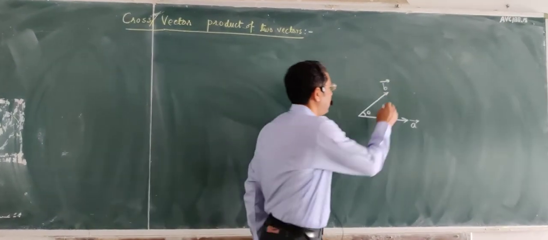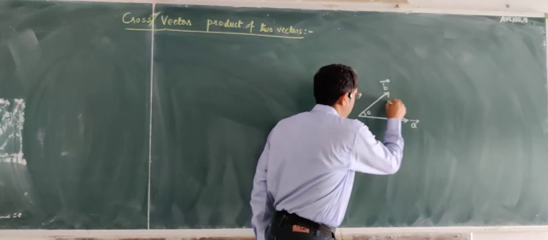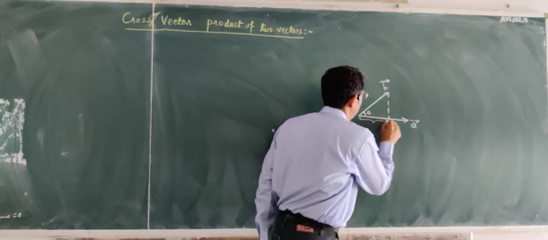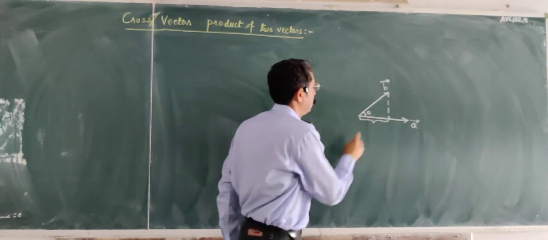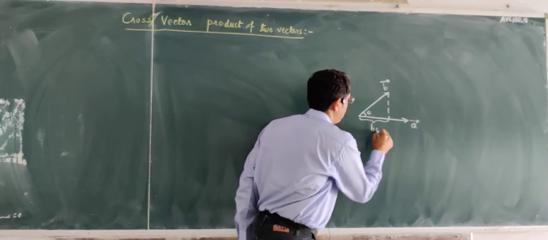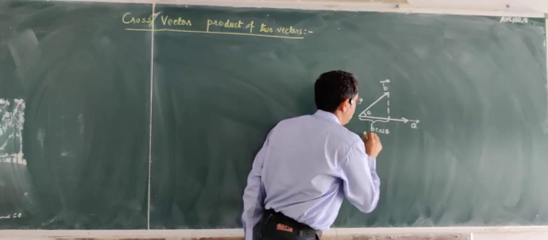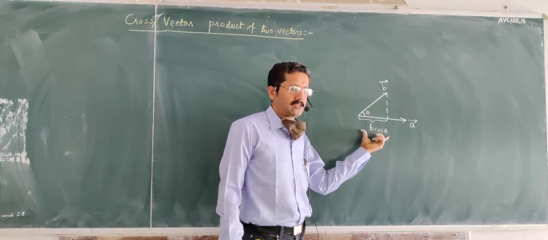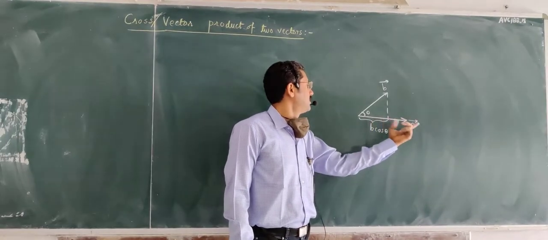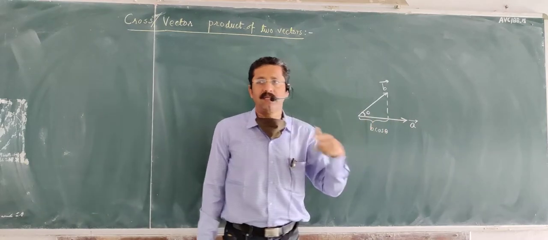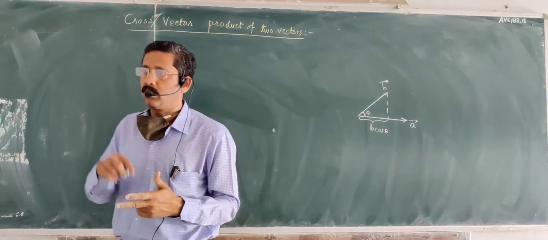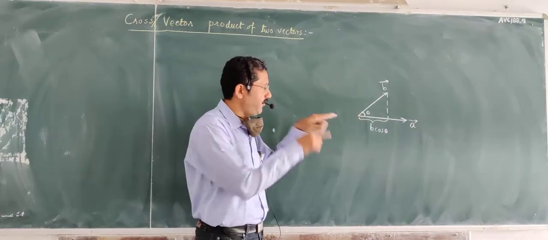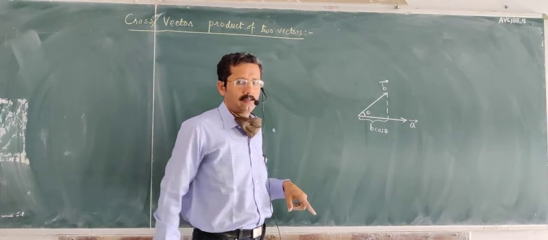So to do that, I had to drop a perpendicular from B on this, and this particular segment was, according to your resolution of vectors, equal to B cos theta, and this A multiplied by B cos theta was giving you the dot or the scalar product. So here it is a product of two vectors in the same direction.